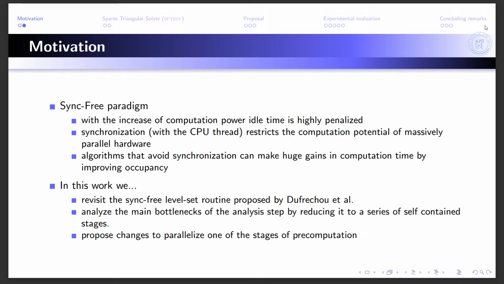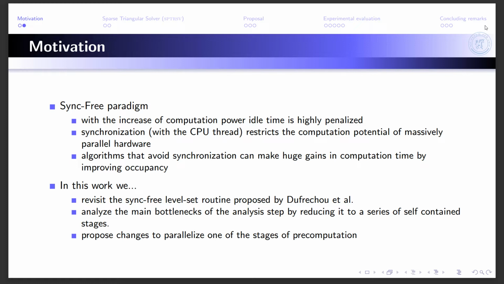The sync-free paradigm is motivated by the increase in computation power, so idle time is penalized. The main problem is the synchronization with the CPU. So algorithms that avoid this synchronization can make huge gains in computation time only because they have better occupancy.